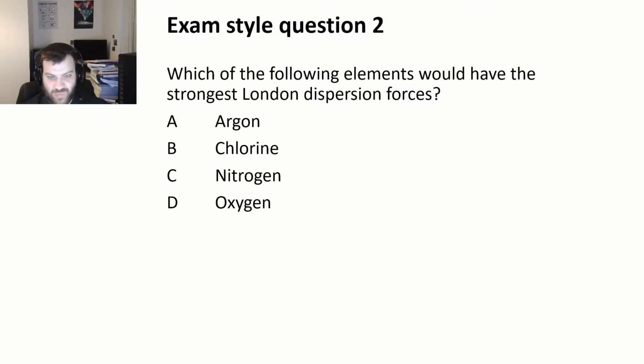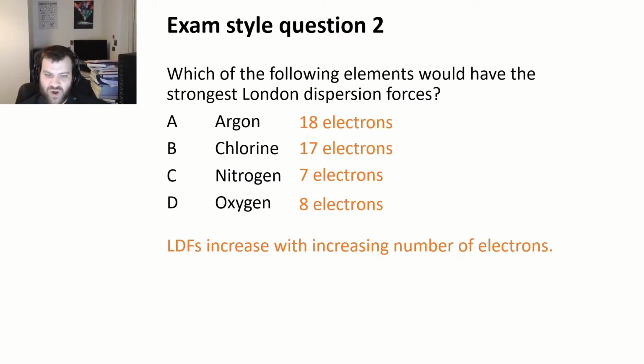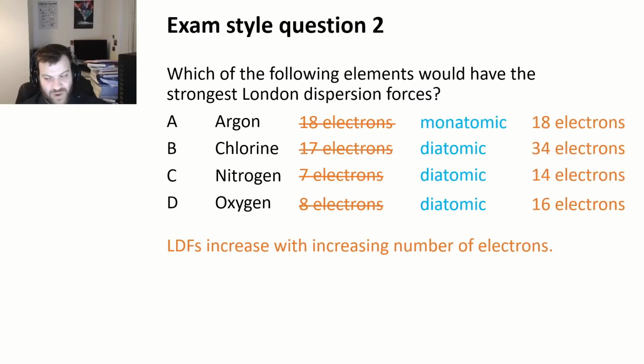This question wants to know which of these will have the strongest London dispersion forces. We're going to relate that to an increasing number of electrons. When we look up how many electrons each of these have, argon at the moment has the highest number of electrons. However, we have got diatomic elements, which means we'll have twice the number of electrons present within them, making chlorine our correct answer to this question.